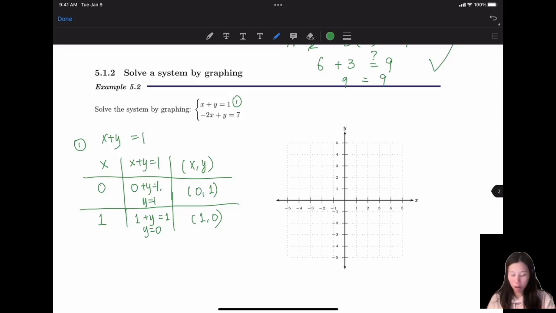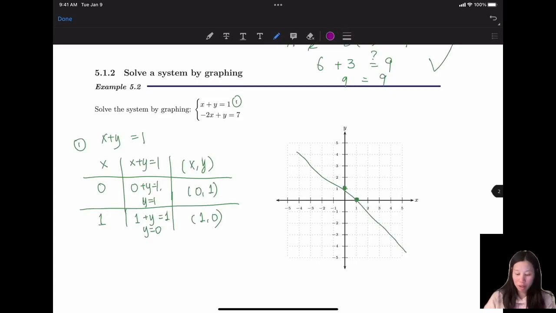Now I label it on the coordinate plane. 0, 1 in here, 1, 0 here. So now connect these 2 points together. I got a straight line. Okay, not very straight, but it's a straight line. Okay, we found our first line.